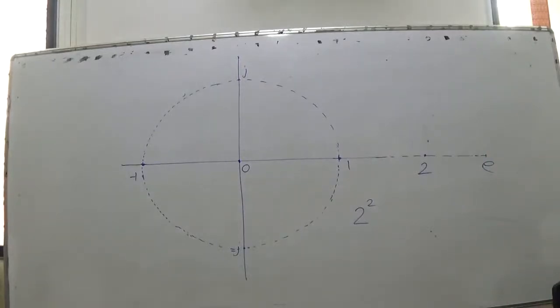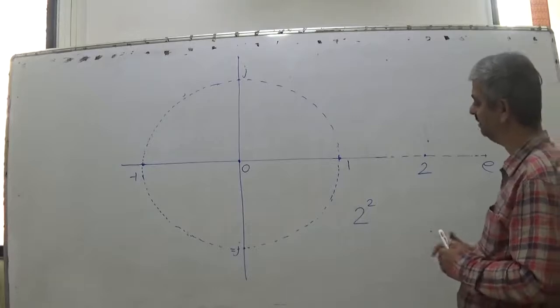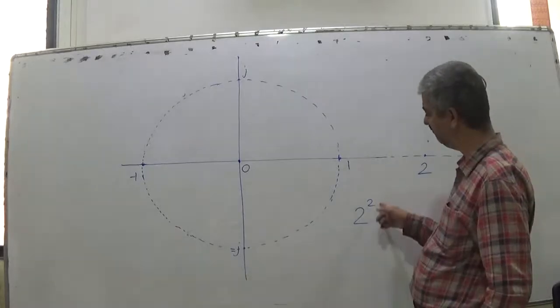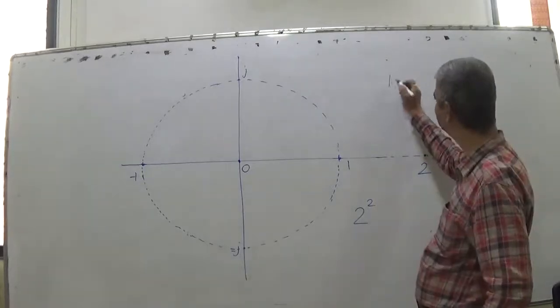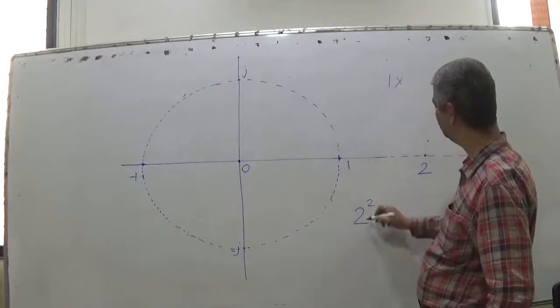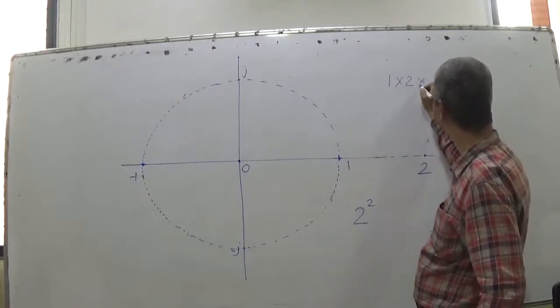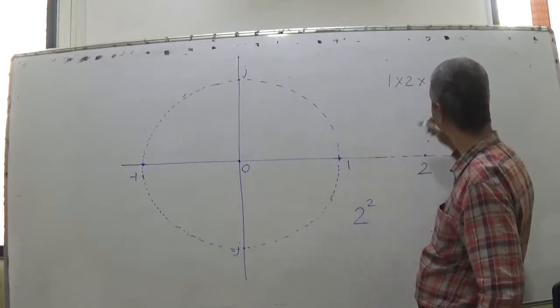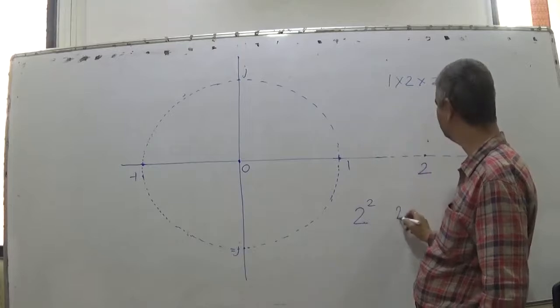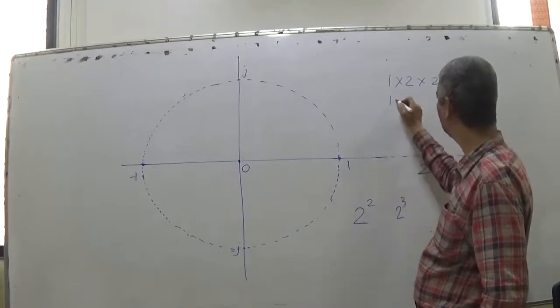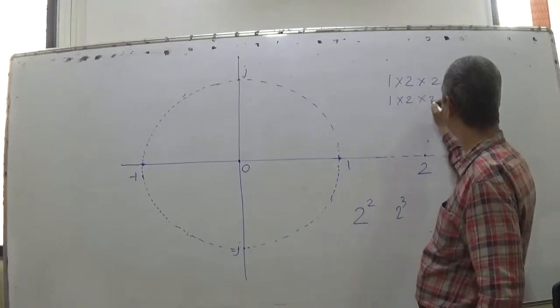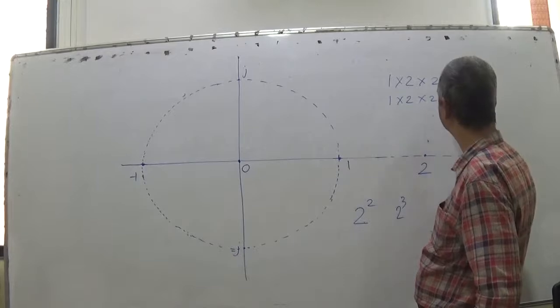2 raised to 2. So what is 2 raised to 2? Take 1 and multiply it by 2 that number of times. So it is 4. What is 2 raised to 3? Take 1, multiply by 2, by 2, by 2, it is 8.